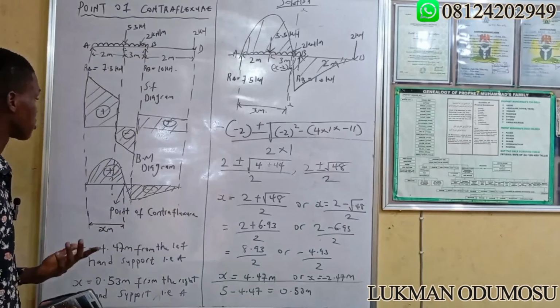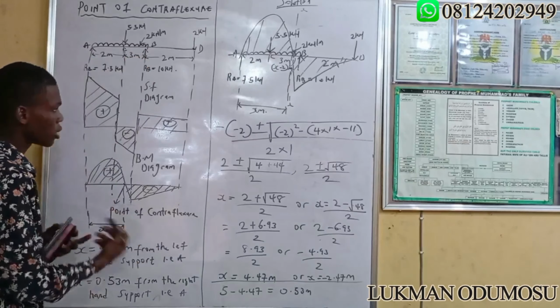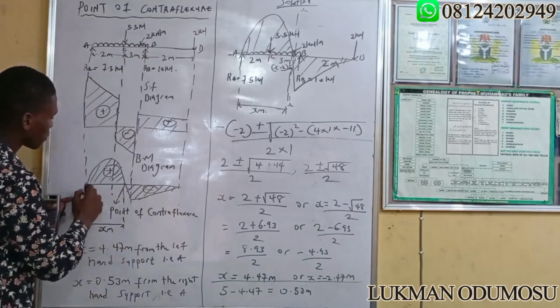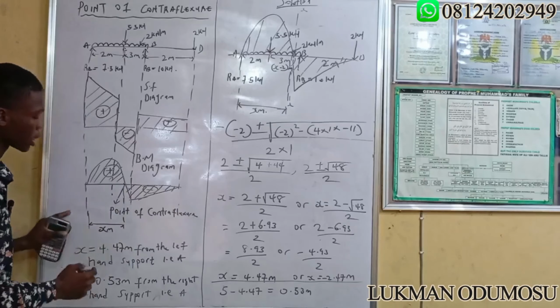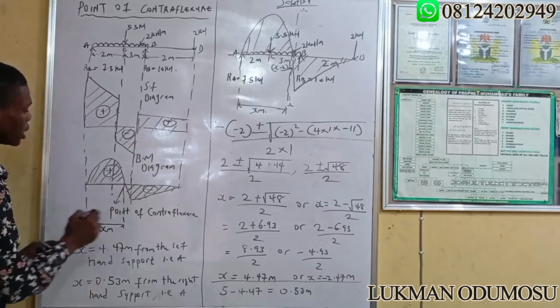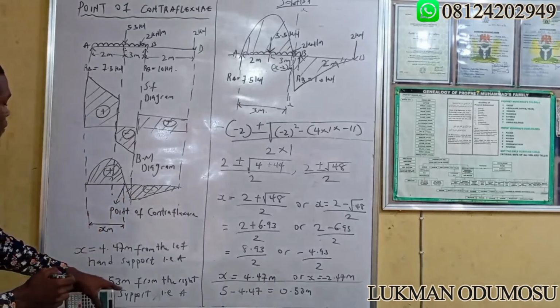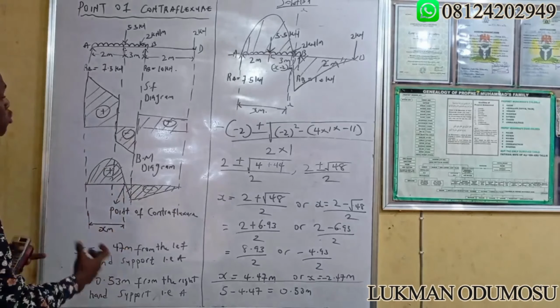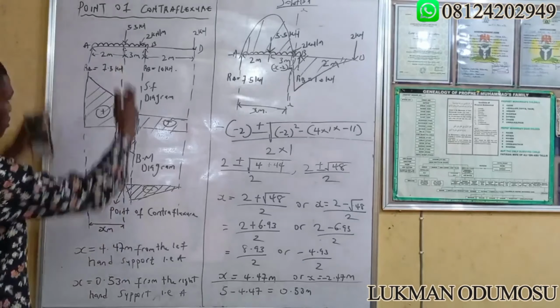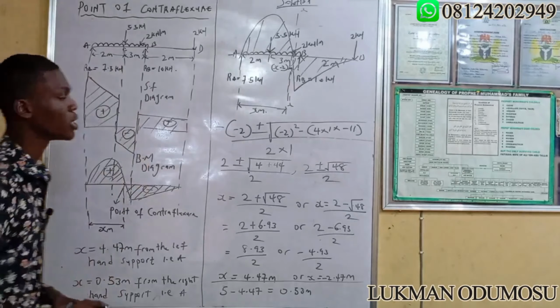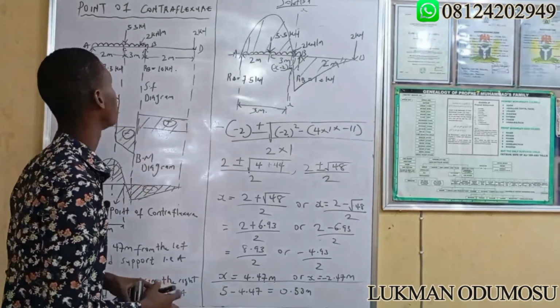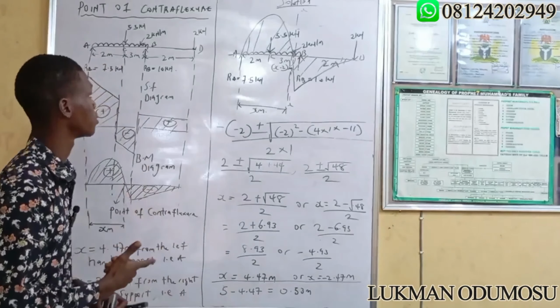So it makes sense, right? Because if you consider from here to here to be your x, it means you are going for 4.47 meter, and if you consider from here to here to be your x, you are going for 0.53 meter. At the end of the day, by the time you sum it up, you will still get 5, which is the value for the total length. So that's how it works. That's how you calculate your point of contraflexion.